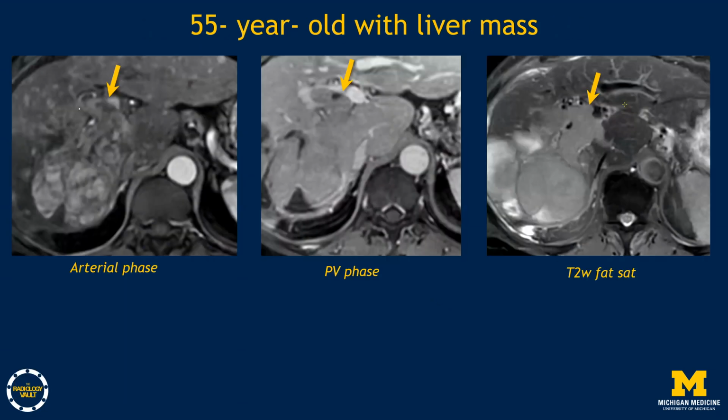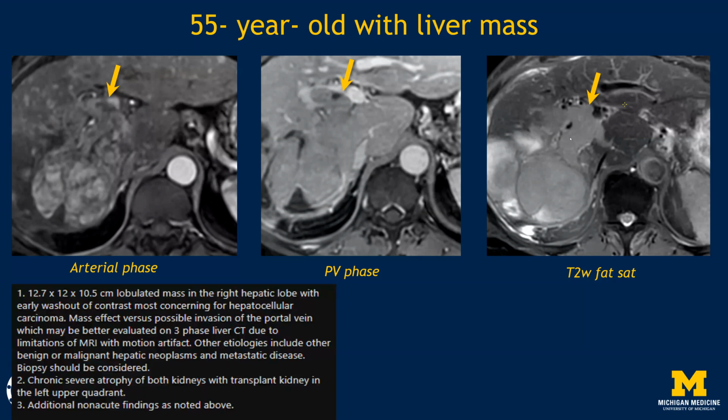Here I have another 55-year-old. You can see there is a large infiltrative mass sitting in the right hepatic lobe, which is invading into the portal vein. And you can see here on our T2 weighted signal, this has an expansile appearance. So in cases where we are concerned about infiltrative tumor in vein, a T2 weighted sequence is very handy, and you can clearly see that there is absence of the flow void here.